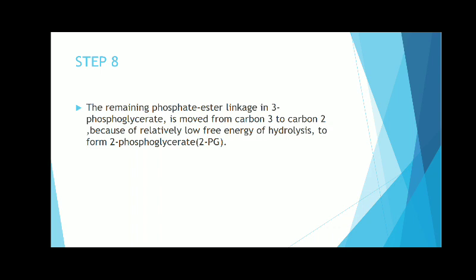Now step 8. What happens in step 8 of glycolysis is the remaining phosphate ester linkage in 3 phosphoglycerate is moved from carbon 3 to carbon 2 because of relatively low free energy of hydrolysis. Means in step 8 the free energy of hydrolysis is relatively low, so the remaining phosphate linkage in the 3 phosphoglycerate is moved from carbon 3 to carbon 2 to form 2 phosphoglycerate, that is 2PG.